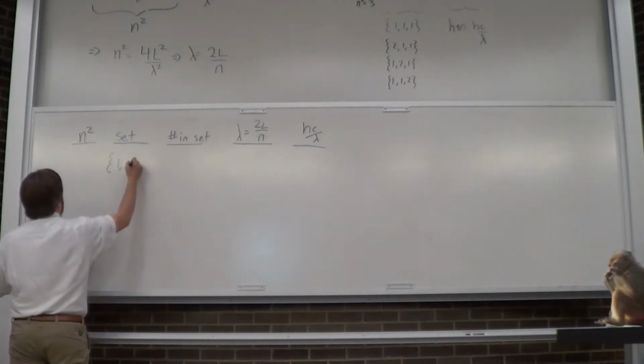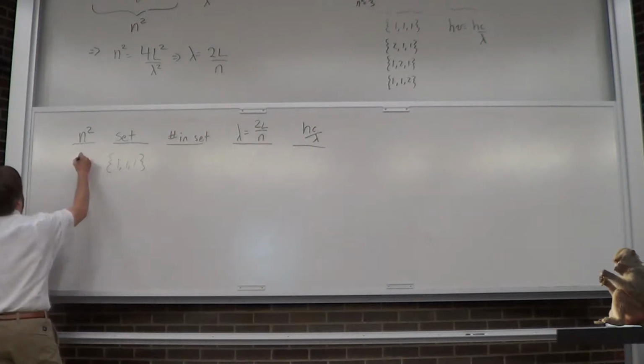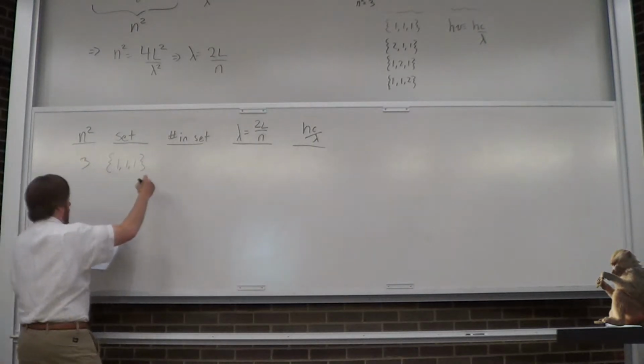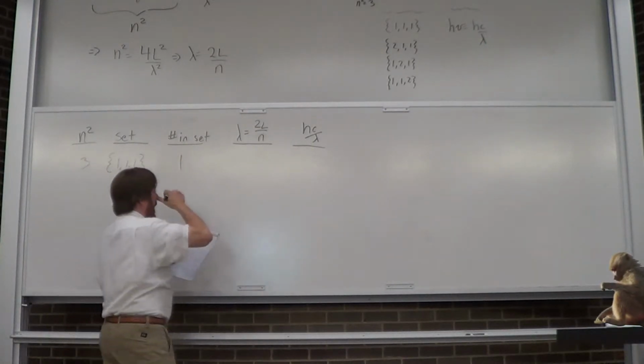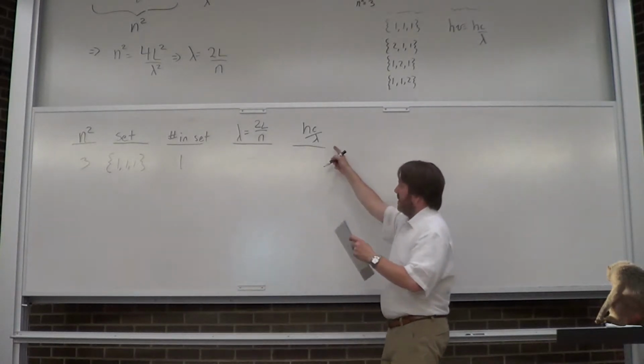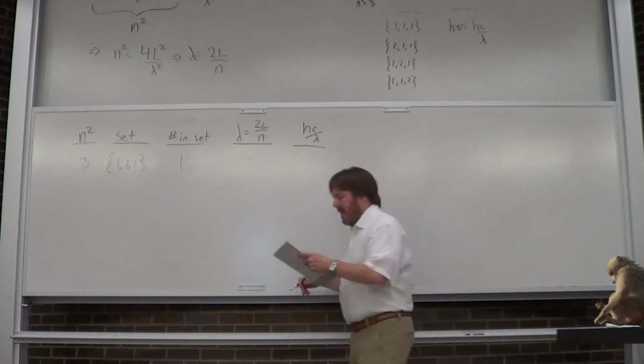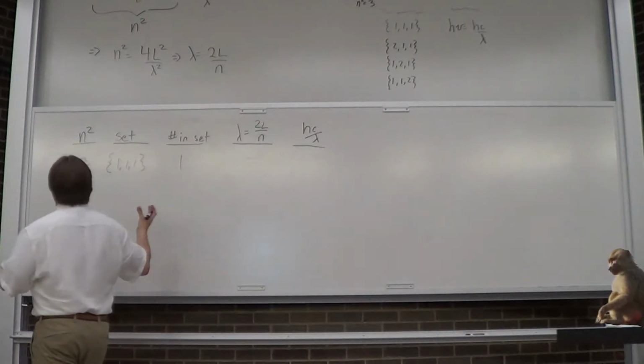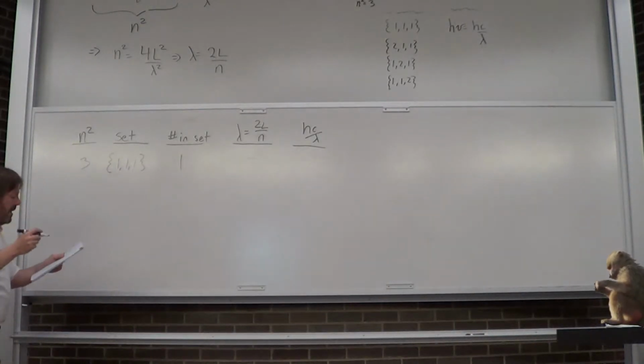Okay, the set 111 was rather simple. N squared is 3, and the number in set is 1. And then the wavelength is 2L over the square root of 3, and then whatever that is. Anyway, probably a pretty small energy. Let's say you have like a 1 centimeter cube.